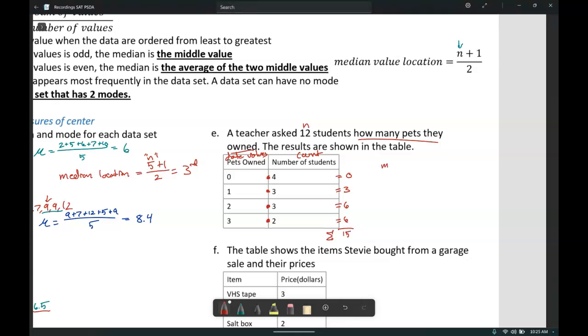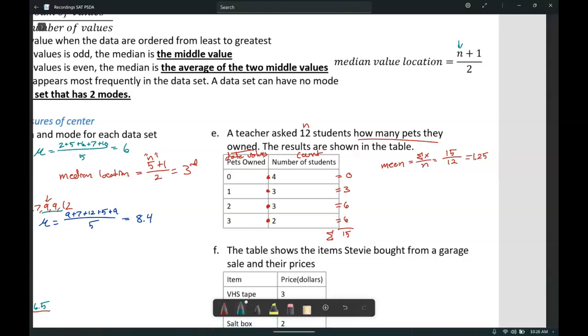So to get my mean, I take the sum of my data values, divided by n. The sum of my data values was 15, and my n is 12. So when I divide those, we get a mean of 1.25.